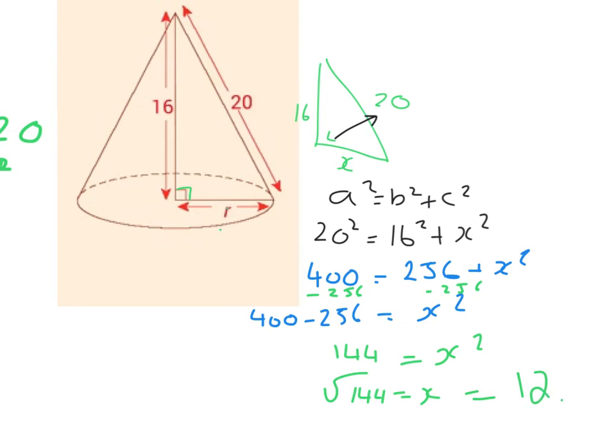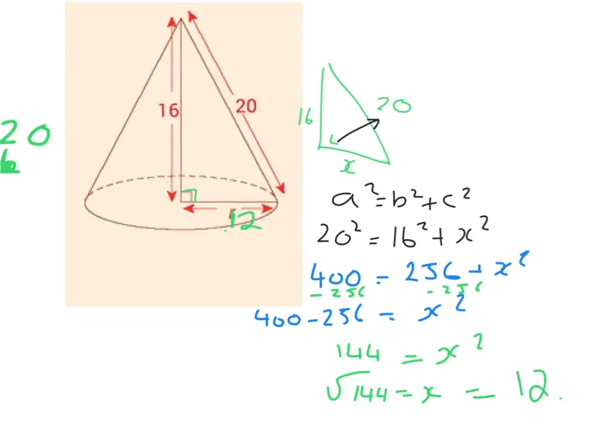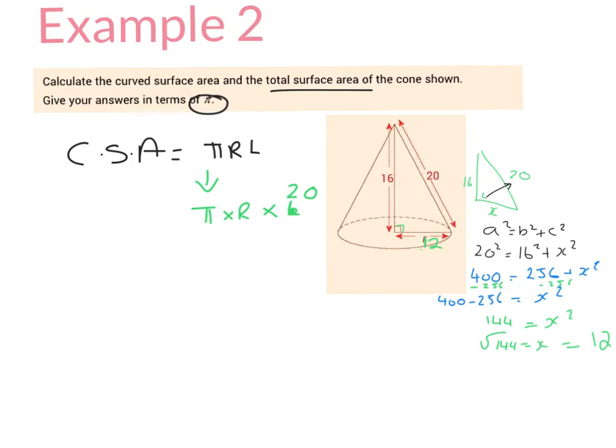So I'm happy enough with that now. I have my 12, and the first thing I'm going to do is find the curved surface area, which is π by 12 by 20, which gives me 240π. Remember, in terms of π means π in my answer.